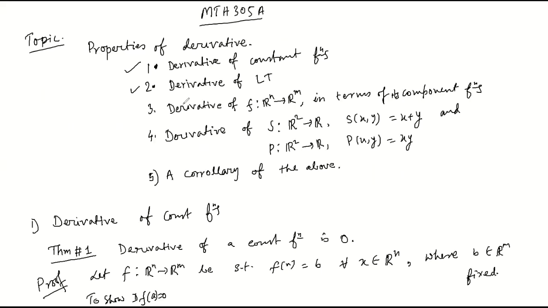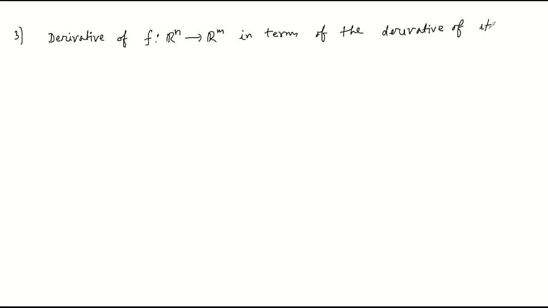Now the third item is the derivative of a function f from Rn to Rm in terms of the derivatives of its component functions.